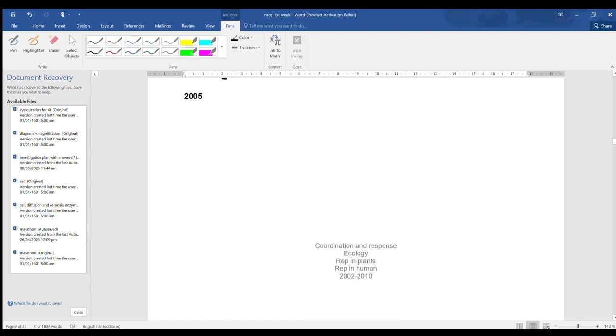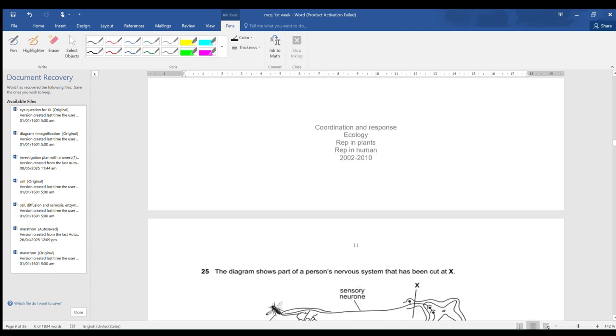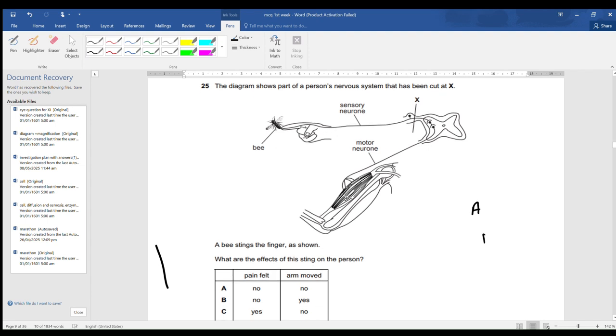Now move on to year 2005. Topics are the same, that is ecology, reproduction in plant and reproduction in human. So in this question, the diagram shows part of a nervous system that has been cut at X. So what is this neuron? This neuron is sensory neuron. Why do we call it sensory neuron? Because over here the cell body is located outside the gray matter. That's why it is called sensory neuron.